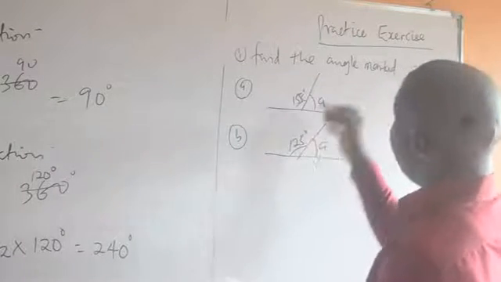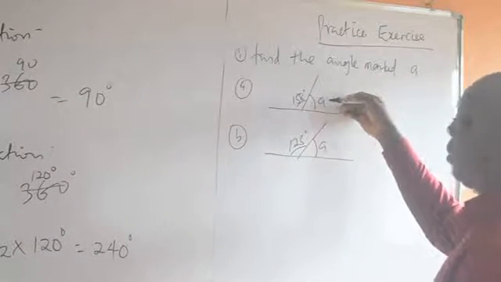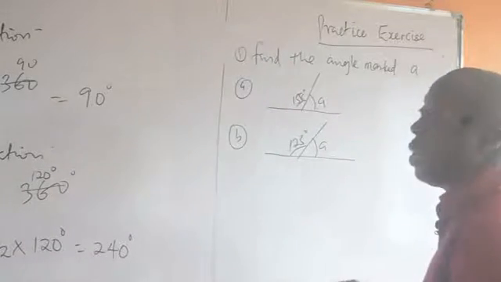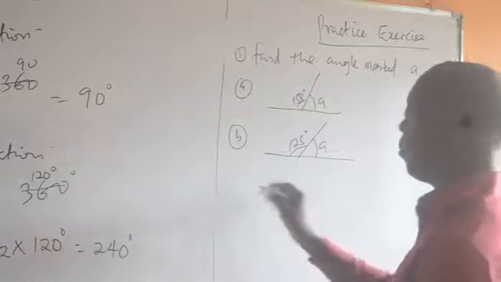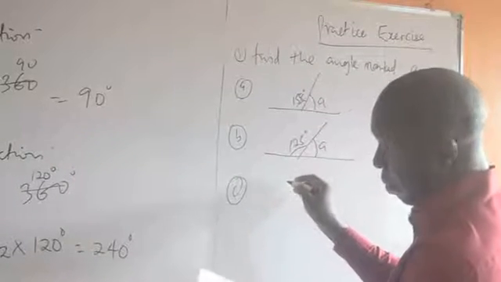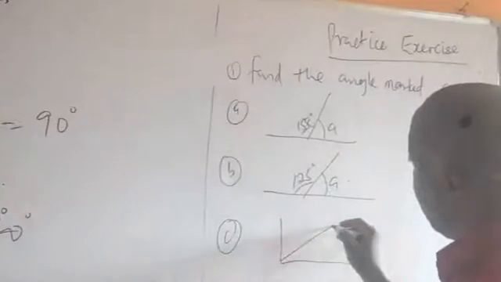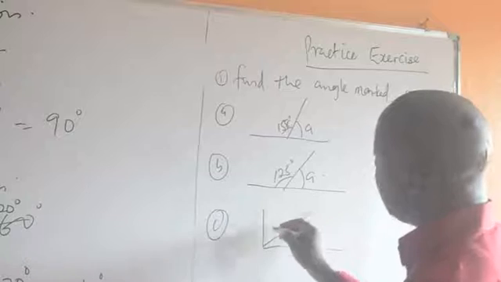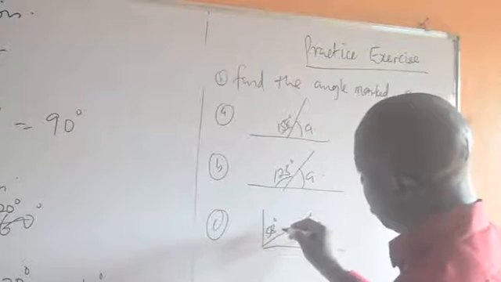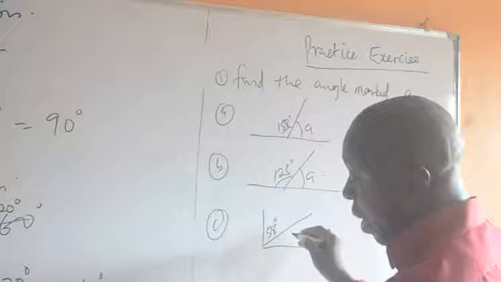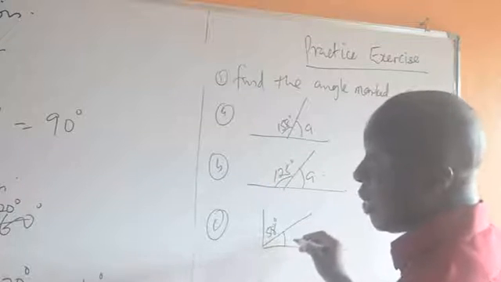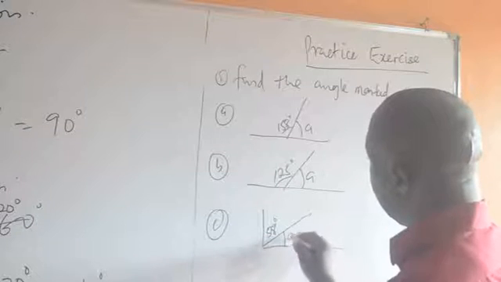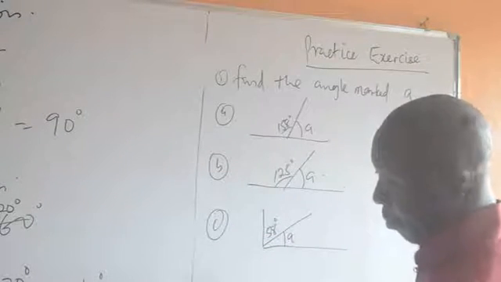So we are asked to find the angle marked A. While solving this first practice exercise, you can use the first example while solving the A part and the B part. But while solving the C part, you can use the second example. So you are asked to find the angle marked A.